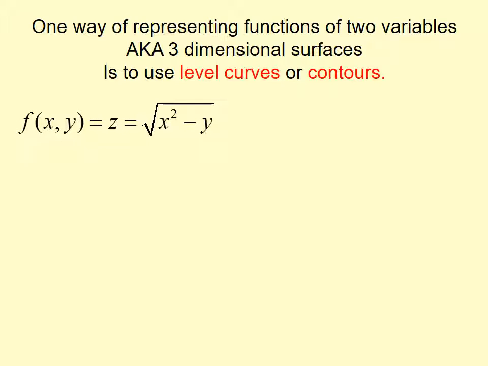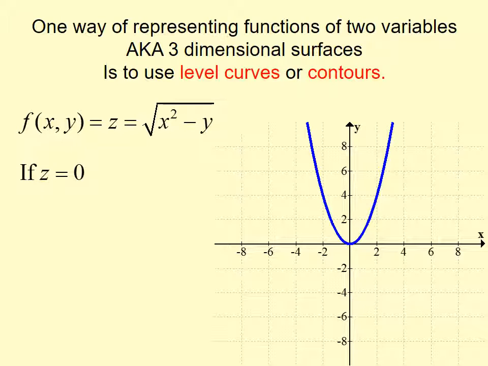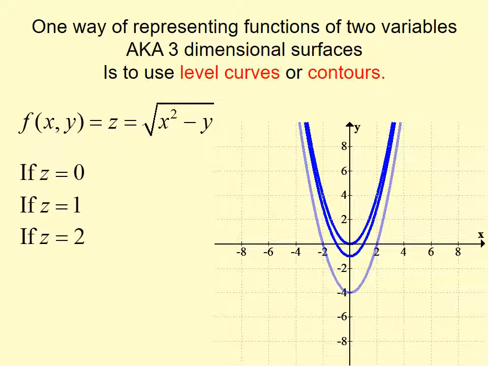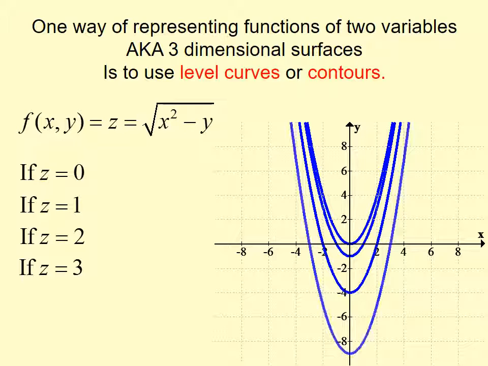We're going to take the function square root of x squared minus y, and without drawing it, which we could do easily in Maple, we're simply going to pick out some values of z, plug them in, and draw the graph of that. Now, you could do that with a TI-84 with a little bit of manipulation. So here's the graph when z is 0. Here's the graph when z is 1. Here's the graph when z is 2. Here's the graph when z is 3. So we've drawn 4 graphs for different values of z.